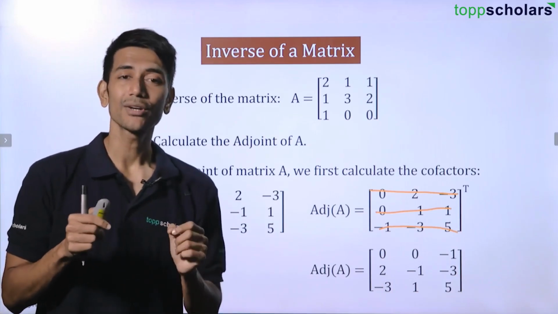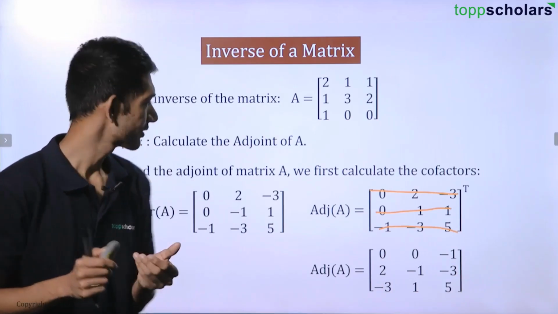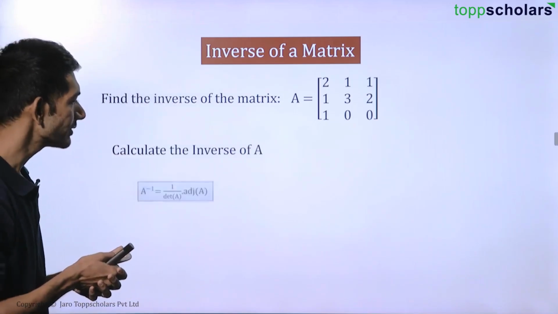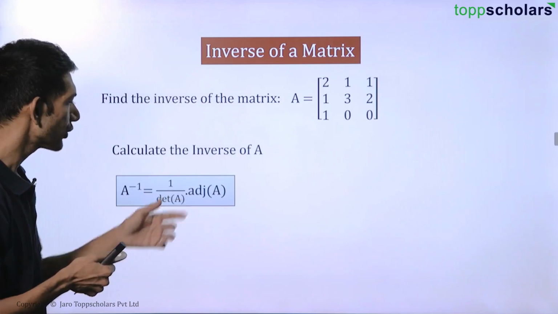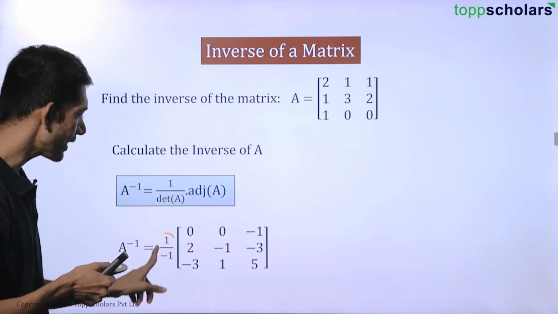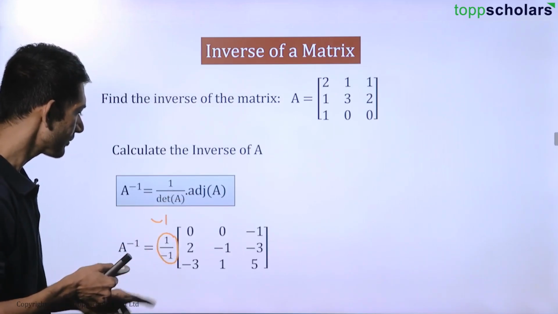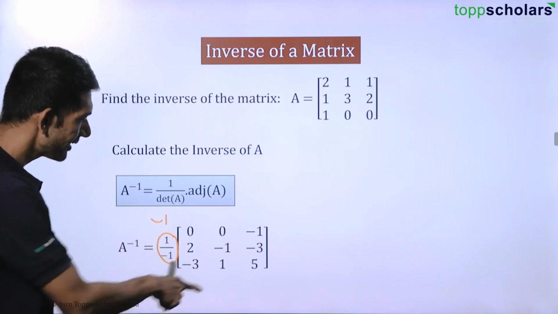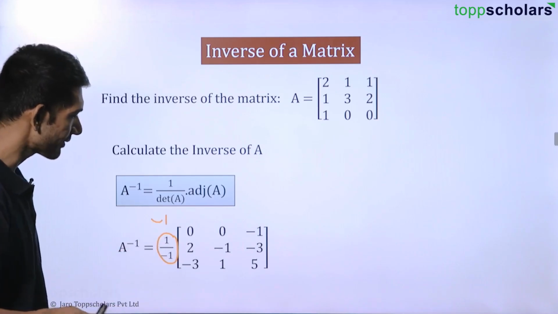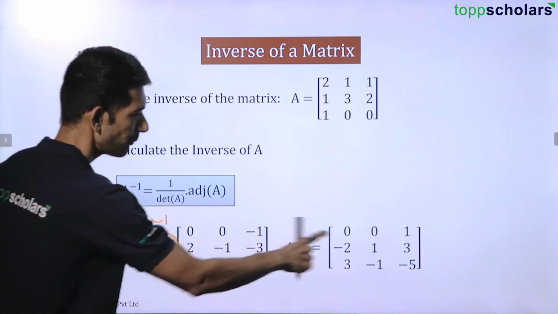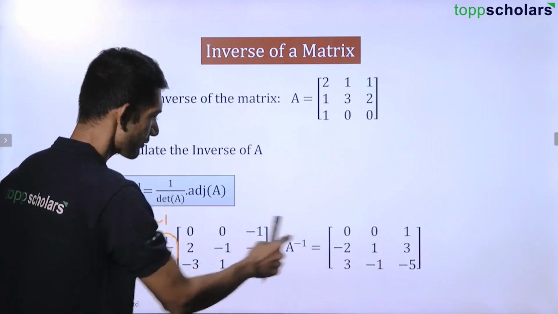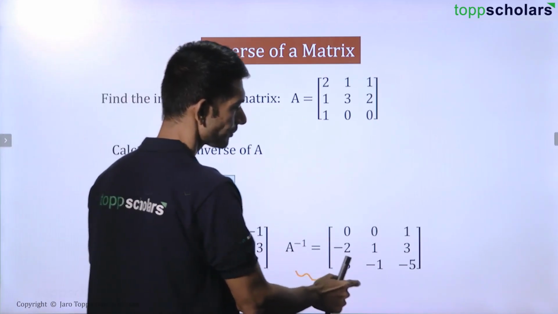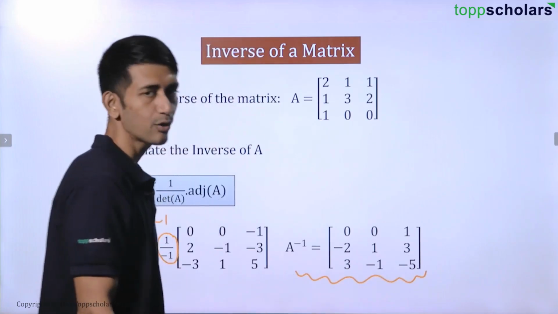Still our question is not done because we need to find out the inverse. And the inverse is given by, how do we calculate the inverse? 1 by determinant of A, times adjoint of A. So the determinant of A was -1. So this is -1. The overall result is -1. Now you multiply -1 inside and change the signs. That is your final answer. See, -1 becomes 1, 2 becomes -2, and so on. So this is your A inverse. I hope this part is clear.